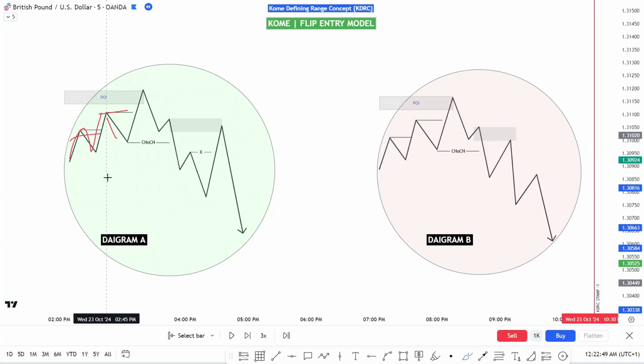Okay, so now what exactly are we waiting for? We are not going to take our trade blindly. We are going to wait for a change of character, which is the first intention of price going in the opposite direction. So exactly what happened here. So we have this as our change of character.